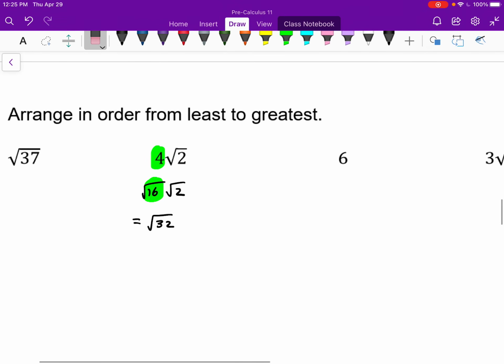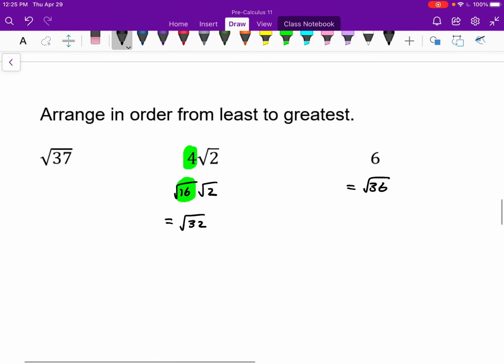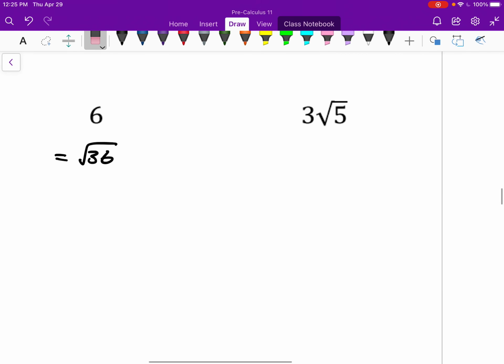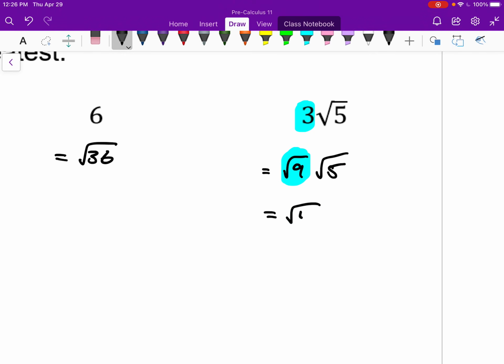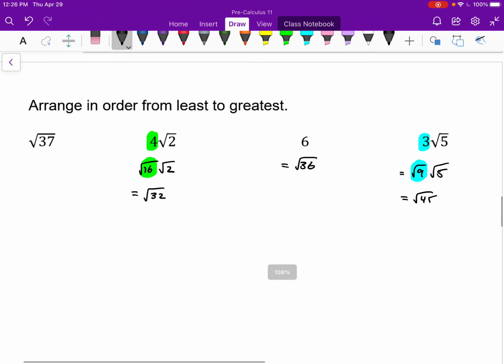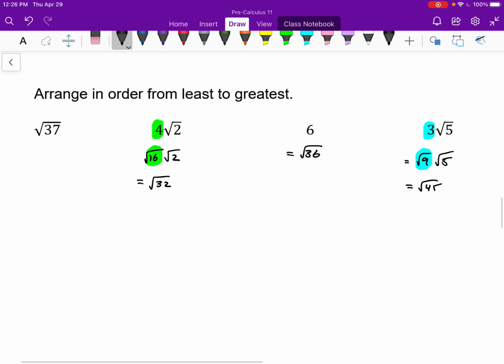What about 6? Well, 6 whole is the same as root 36. So now I know by looking at these three that so far this is the smallest, second, and this is the largest so far. Like I said, once they're all entire radicals, it's easy to compare. And here's the last one, 3 root 5. Change 3 to a radical, which is root 9. Multiply these together, I get root 45. And so now if I look at all these together, it's very, very obvious what my least is.